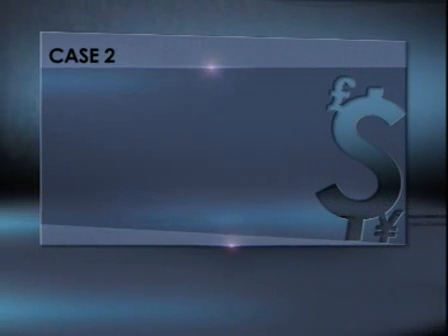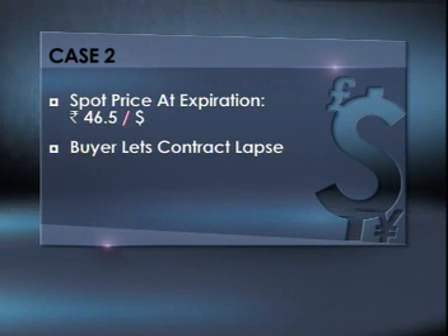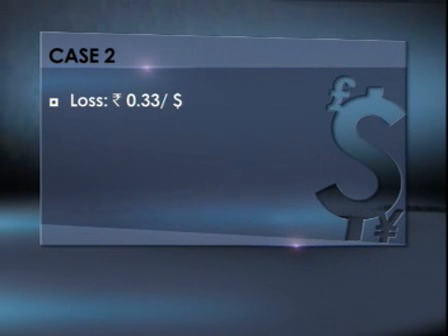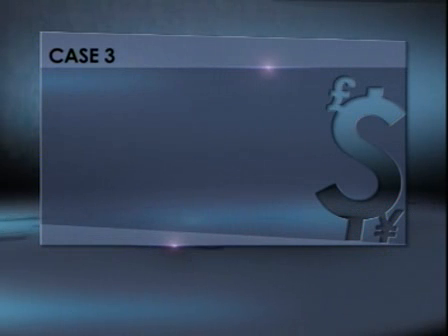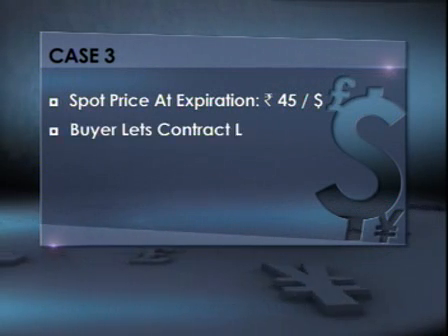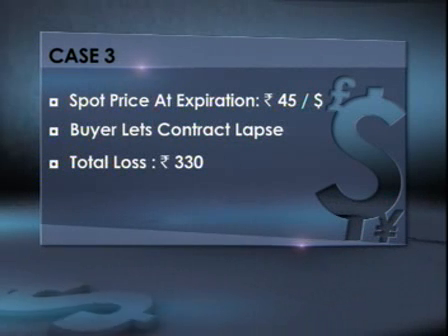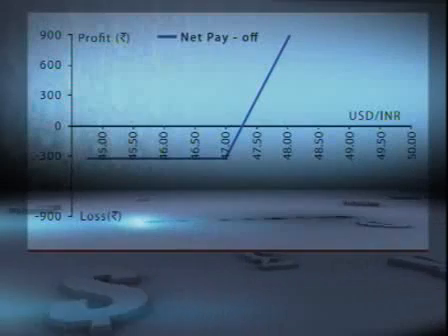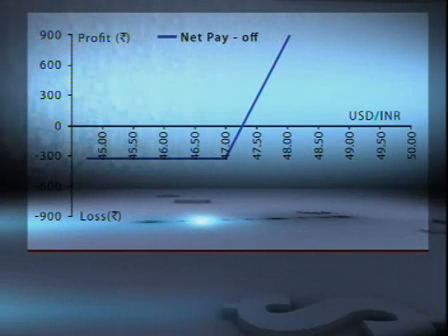Case 2. USD INR falls to 46.5. In this case, the buyer loses since the spot is lower than the strike. Such a case, you let the contract expire and the buyer's loss is always capped at 0.33. On the entire contract, 330 rupees. Case 3. It falls even further. USD INR stands at 45 rupees. The buyer's loss continues to remain capped at 330 rupees. He lets the contract lapse. As the graph explains, for the buyer of the contract, the loss is limited while the gains are unlimited.